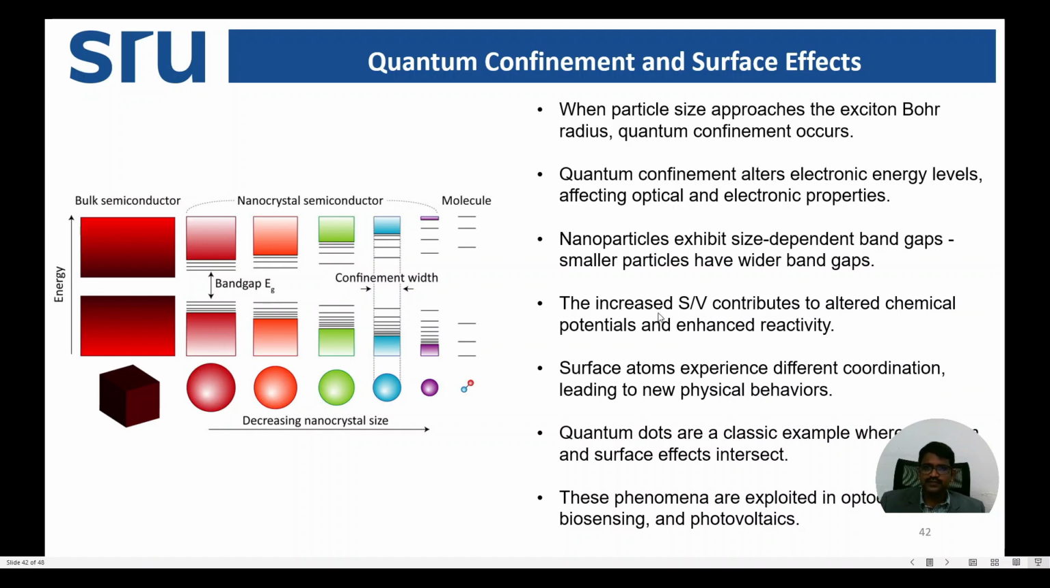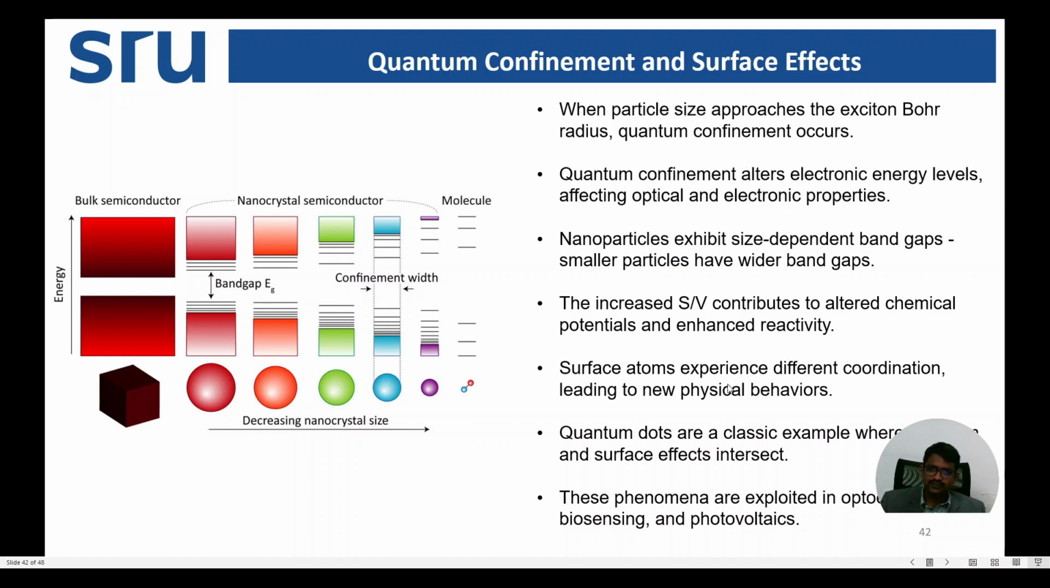Another thing, we already discussed the importance of surface to volume ratio. The increased surface to volume ratio contributes to altered chemical potentials and enhanced reactivity. Once it comes to such very small size, obviously it enhances the surface to volume ratio. Once surface to volume ratio increases, active atoms or active participants will increase. Once active participants increase, obviously the reactivity will enhance and the final application will be improved.